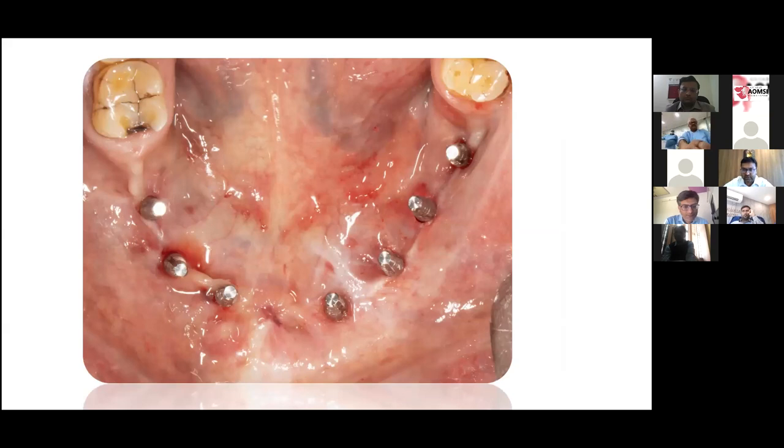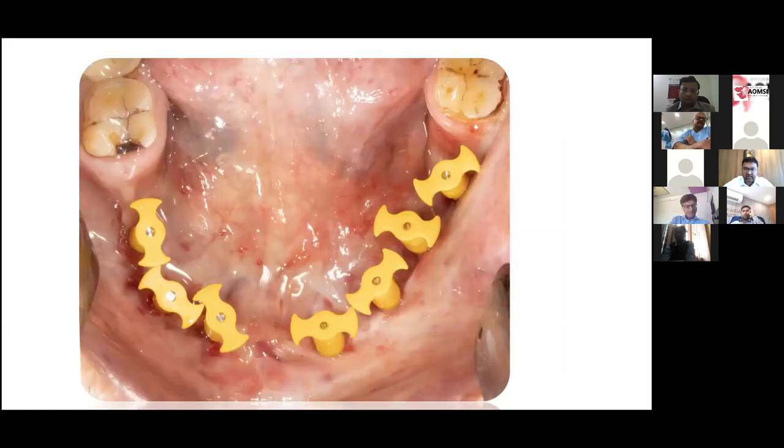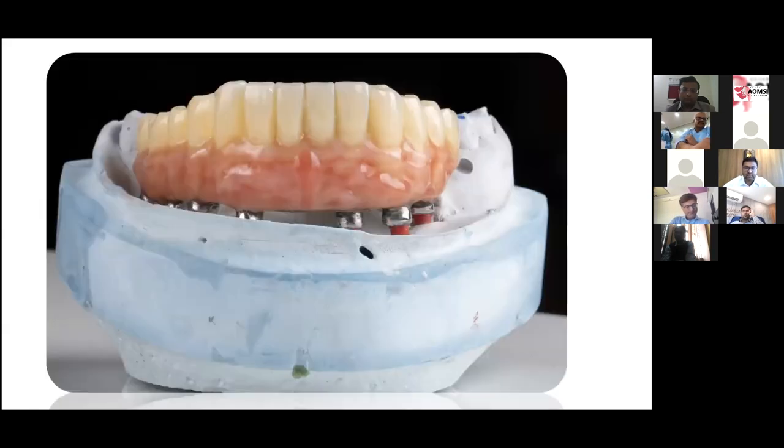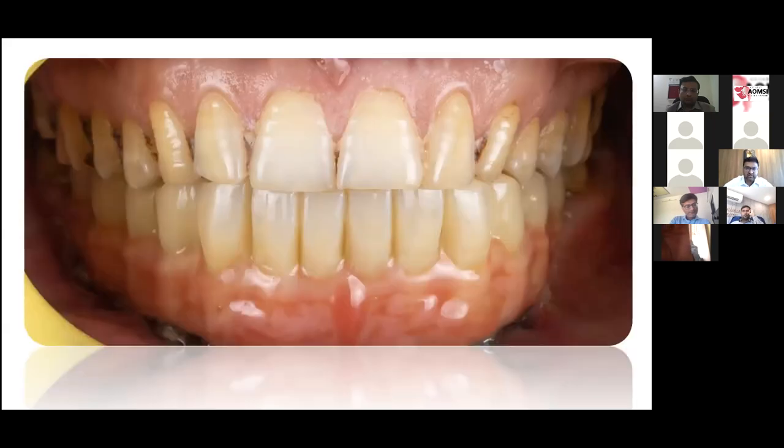The advantage was that we didn't have to go for any kind of flap removal and everything. We could directly snap on fittings, and we could give a nice hygienic prosthesis to the patient. And this is now almost 3 to 4 months old picture, and it's working very nicely.